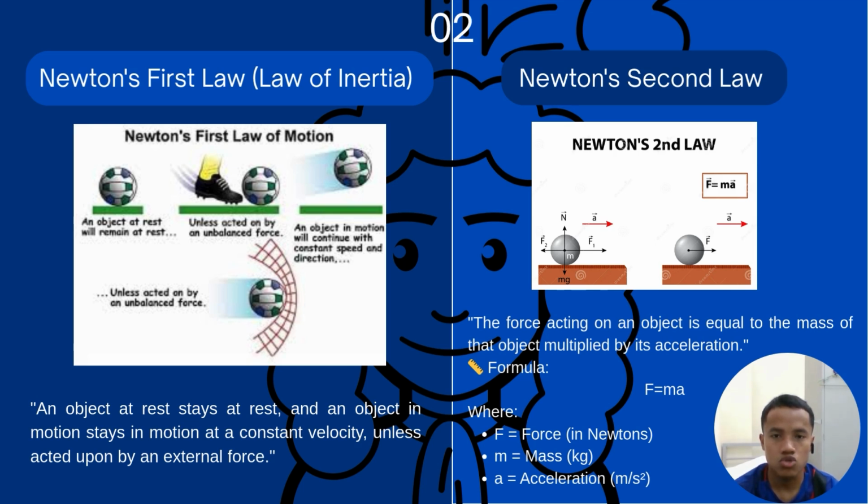For example, pushing a shopping cart lightly makes it accelerate slowly, but pushing harder, with more force, makes it speed up faster, especially if it's not loaded too heavily. It has less mass. To sum up, first law: objects keep doing what they are doing unless a force interferes. For the second law, the force needed depends on the mass and how fast you want it to accelerate.